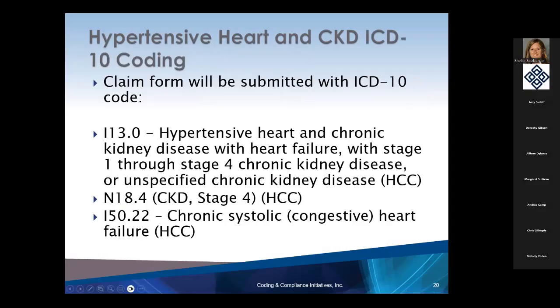So based upon the documentation, we would code I13.0, hypertensive heart and chronic kidney disease with heart failure, stage 1 through 4 of my chronic kidney disease, or unspecified. So I have stage 4, so I've met that criteria. And I have heart failure. Again, I've met this criteria to code I13.0. All three of these are HCC codes.